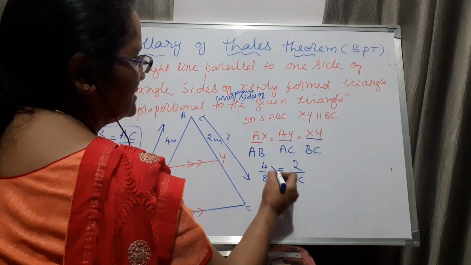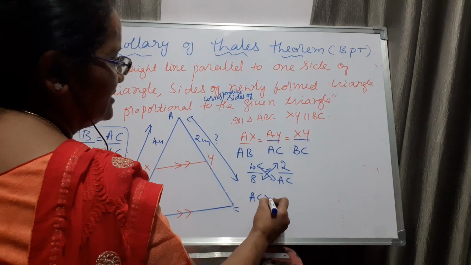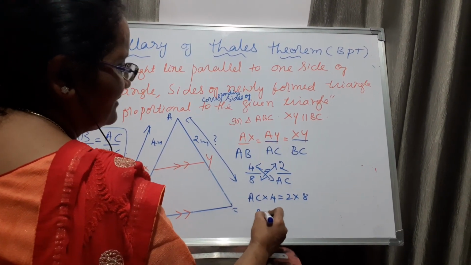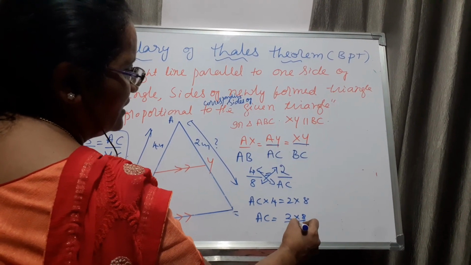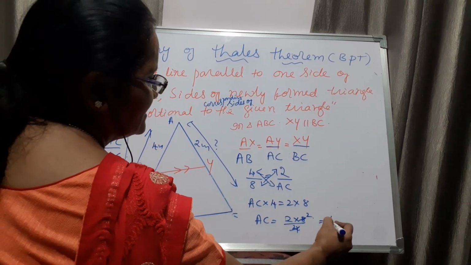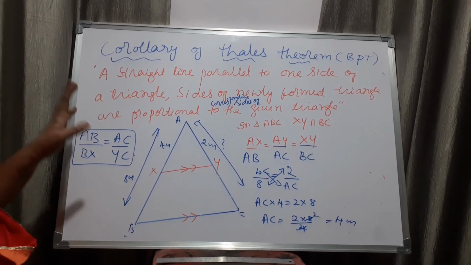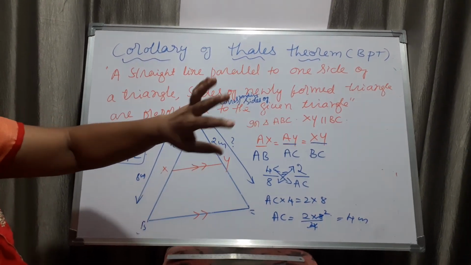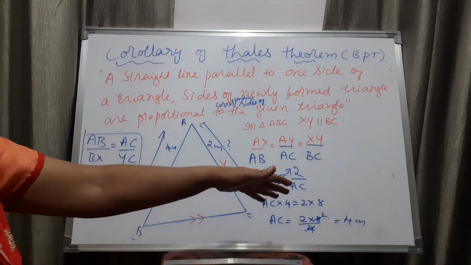Then do cross multiplication: AC into 4 is equal to 2 into 8. We have to find the value of AC now. AC is equal to 2 into 8 divided by 4. 4 ones are 4, 4 twos are 8, therefore AC value is equal to 4 centimeter. Like this we are using the application of the corollary of Thales theorem or BPT or Thales theorem. We will solve the problems in the next exercise.